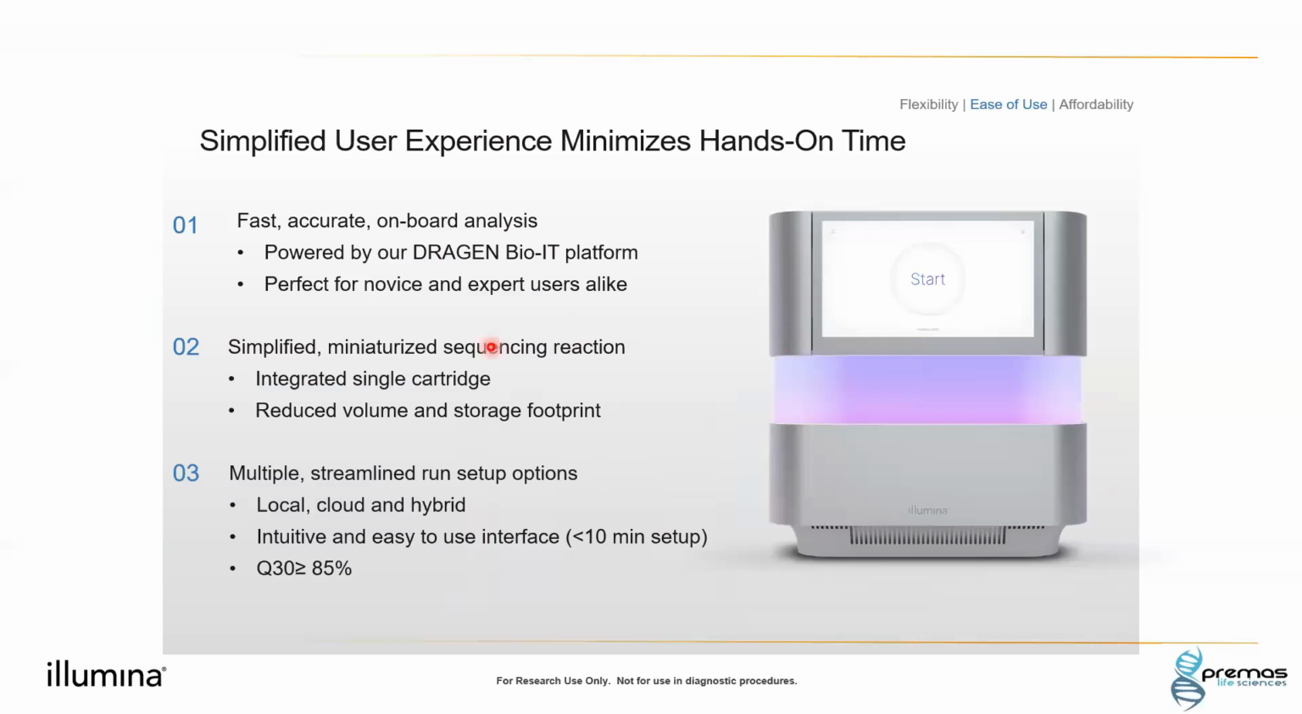it goes for your miniaturized sequencing reaction. So basically, the cartridges are built so the technology is such that they require less reagent. Less reagent means the cartridge will also be small, and small volumes means your storage footprint will be less. So basically, you will be saving on your storage cost also. So that is the edge that this machine offers.